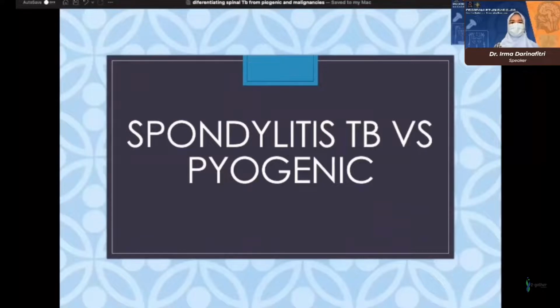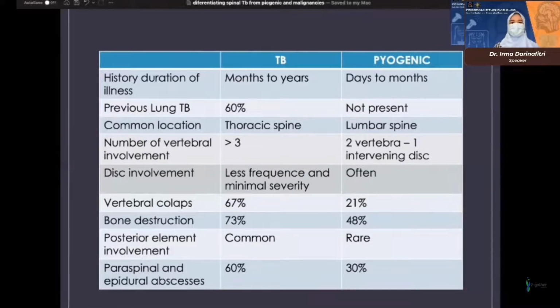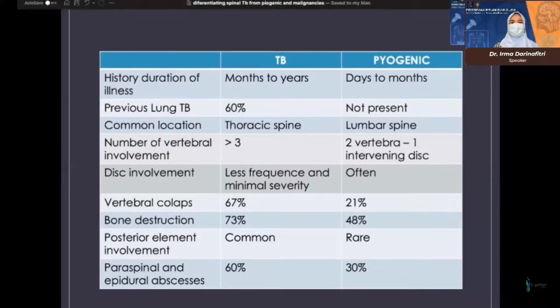Okay, now we will learn to distinguish tuberculous spondylitis from pyogenic. This table presents the characteristics of TB spondylitis versus pyogenic. History duration of illness in TB spondylitis is longer than pyogenic, maybe months to years, whereas days to months in pyogenic. Based on the common location, TB spondylitis occurs more often in the thoracic spine and pyogenic in the lumbar spine.